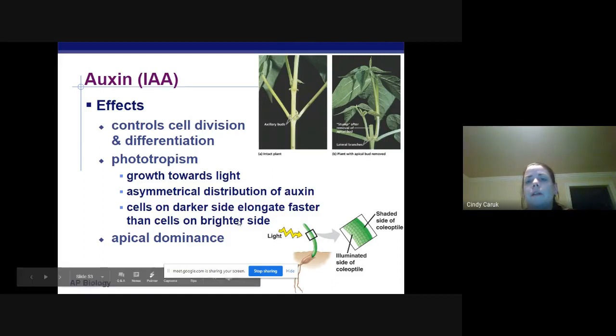And you can see these axillary buds here, they're being prevented from growing out because of that auxin. But if I take off the auxins being made, you can see they have started to branch out laterally.